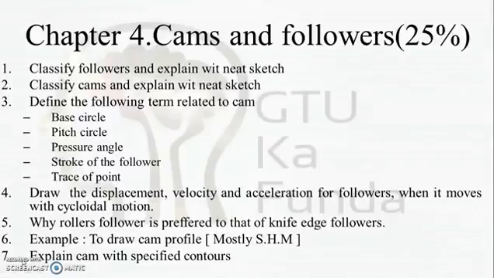So if they are asking one example, there will be one example in 10 marks, the other 2 in 4 marks, 7 marks, or 7 marks. So you can expect around 24 to 27 marks from 3 examples. So you can easily pass the examination by the examples only. And the last one is explain the cam with specified contours.